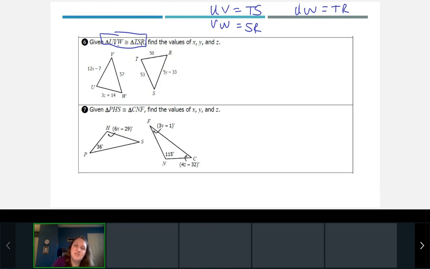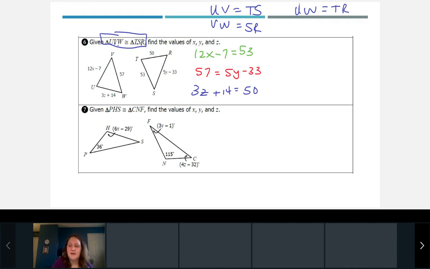And now those equations will help me set up what I need to solve for my variables. So UV is 12x minus 7, and TS is 53. VW is 57, and SR was 5y minus 33. And UW was 3z plus 14. And TR is 50. If you have three variables, you're probably going to need three equations. And now the geometry part essentially is over. And we're going to play algebra. It's a game that I like.